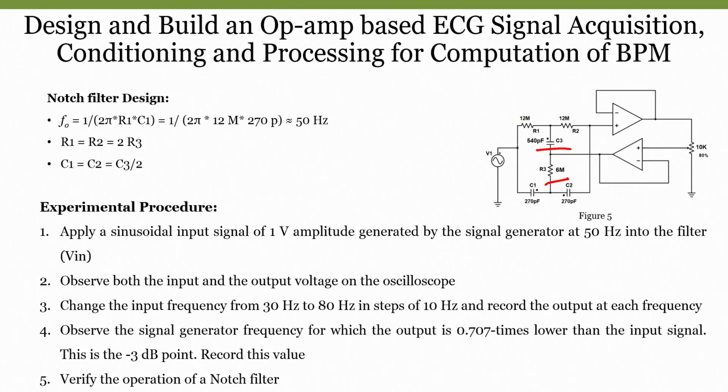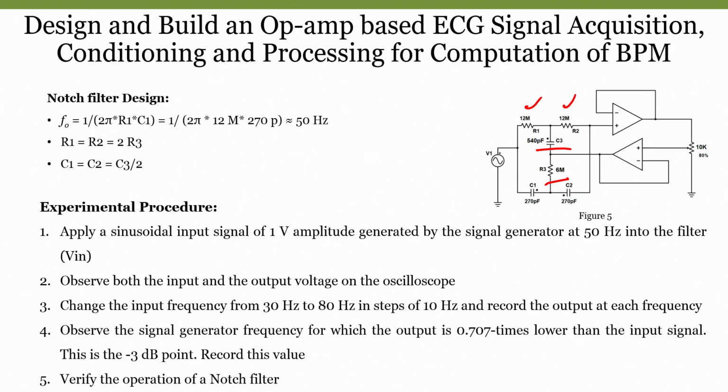Now, what makes us select these particular values? Since our interest is completely on elimination of the 50 Hz signal, we calculate our cutoff frequency, which as we already know is 1 over 2 pi R1 C1. When we substitute the values of the capacitor and resistor, we get approximately 50 Hz. In the selection of R1, R2 and R3, R1 and R2 should be the same, and I have kept C1 and C2 also the same.